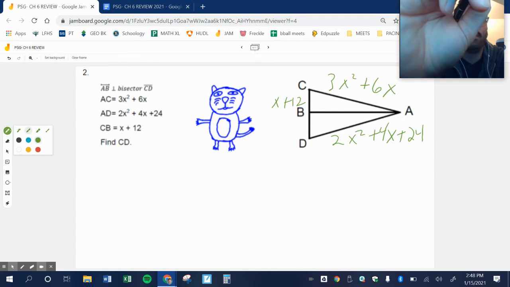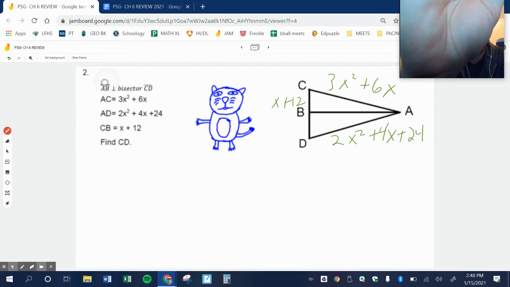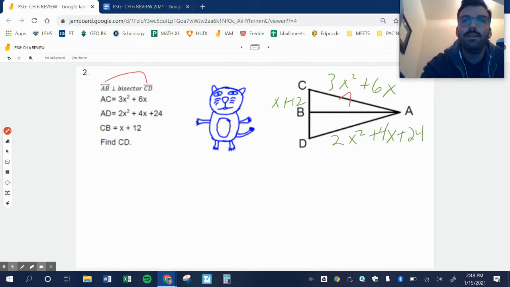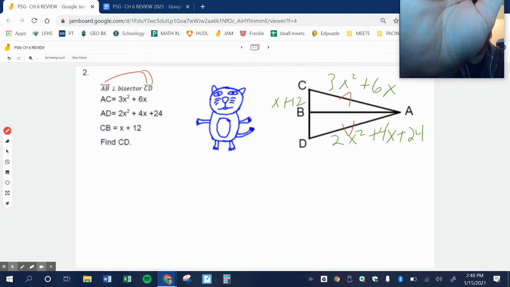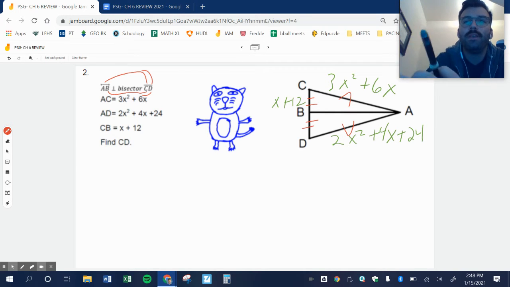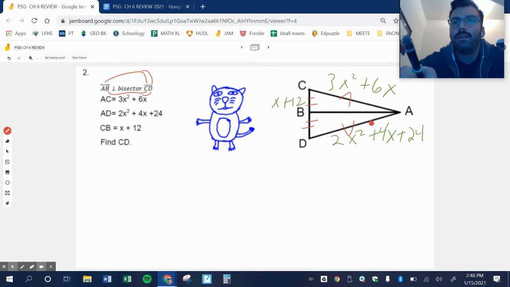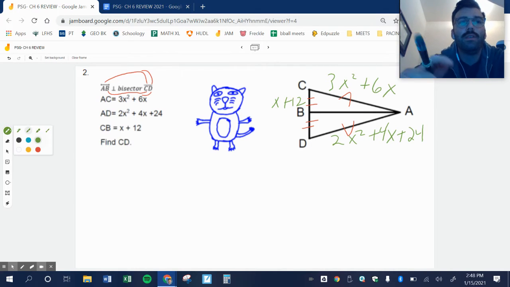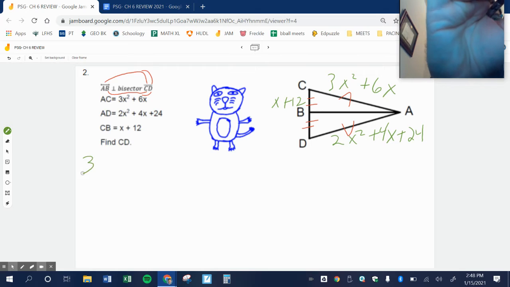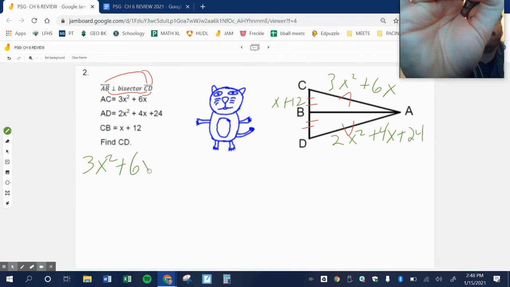If AB is a perpendicular bisector to CD, that tells me AC is going to be congruent to AD, and then BC will be congruent to BD. If you see my tick marks here, AC and AD must be congruent. So I need to set those two expressions equal to each other and solve.